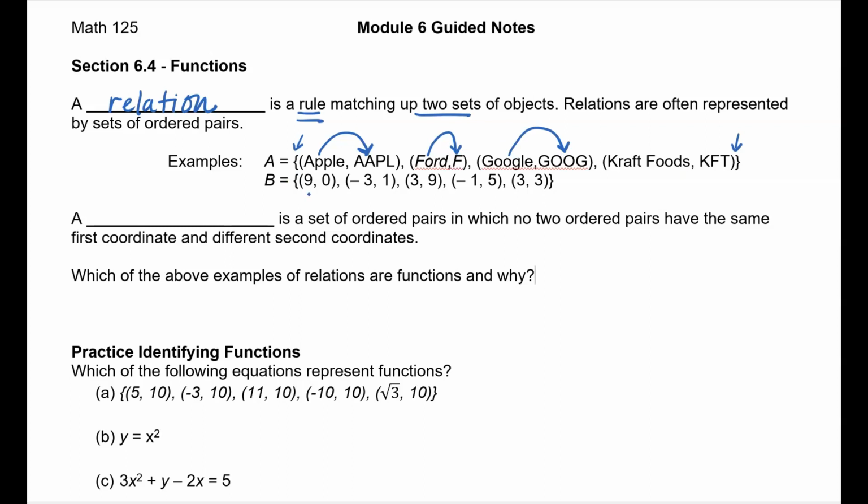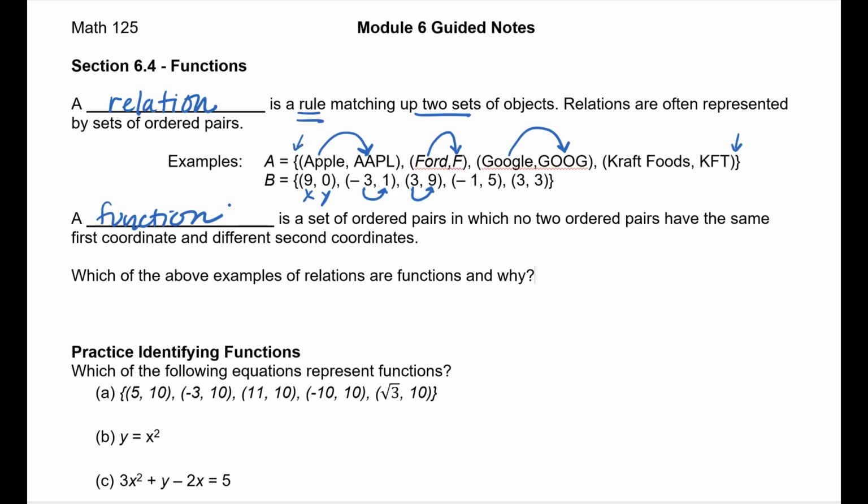And then we've got this second example here. This rule is not so obvious, but we've got two sets of objects that are matched up. In this case, they're numbers. So the 9 is our input. We could consider that X. 0 is our Y value or our output. So the input is linked with an output. The input X is linked to an output. And a function is a specific type of relation.